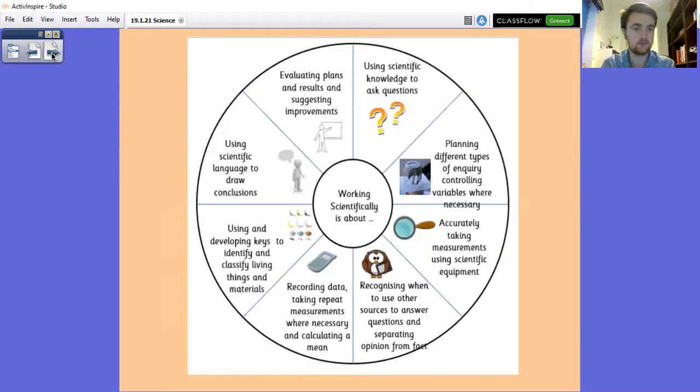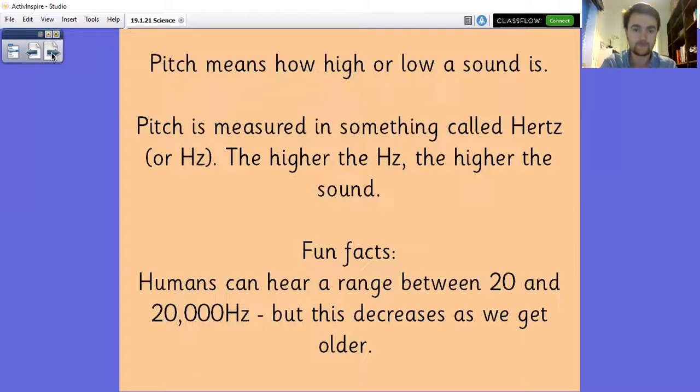Here are your scientifically working skills. If you've got something that happens to measure hertz at home, then you're more than welcome to use it. I haven't explored apps to see if there is an app that does that for our experiment, but we're just going to be using comparisons instead. So when we're comparing this, we're looking at whether it starts off high or low and gets higher or lower. So it's absolutely fine if you don't have something that measures hertz, because I certainly don't.